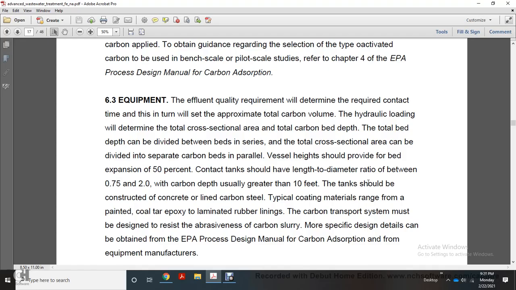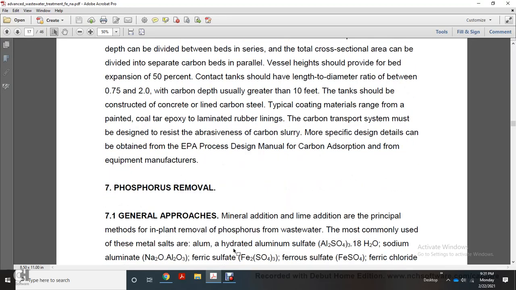Carbon depth is usually greater than 10 feet. The tank should be constructed of concrete or lined carbon steel. Typical coating materials range from paint, coal tar, and epoxy to laminated rubber linings. The carbon transport system must be designed to resist abrasive carbon slurry. More specific design details can be obtained from the EPA process design manual for carbon adsorption and from equipment manufacturers.